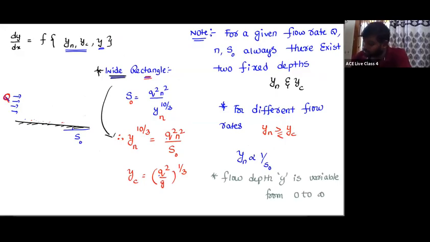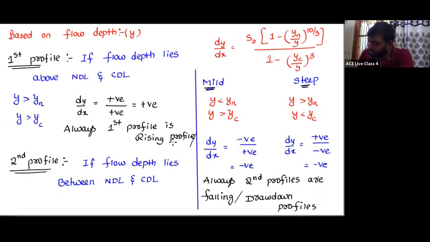Okay, so now NDL and CDL are nothing to do with the TEL, right? Those are not TEL lines. So yes, we can call the first one also a rising profile or backwater curve.